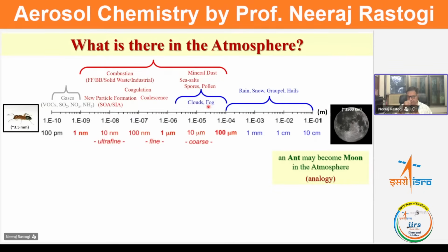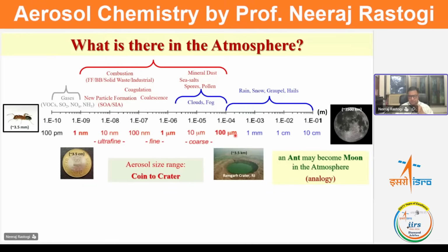Now, again, if you see, there is some kind of color coding. All of this red is actually aerosols. On the lower side are gases, and on the higher side are rain, snow, droplets, or hail. And the particles from 1 nanometer to 100 micrometer are the range of aerosol size. As an analogy, this is a coin of 3.5 centimeter, and this is 3.5 kilometer. This is a crater in Rajasthan, called the Ramgarh crater. So a coin to a crater. This is the kind of aerosol size present in the atmosphere.